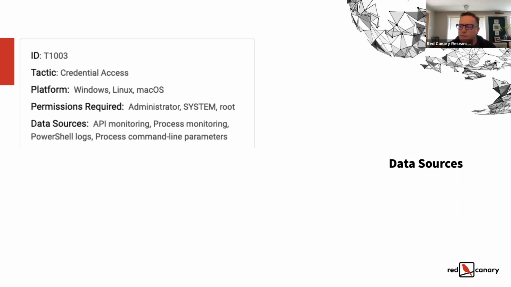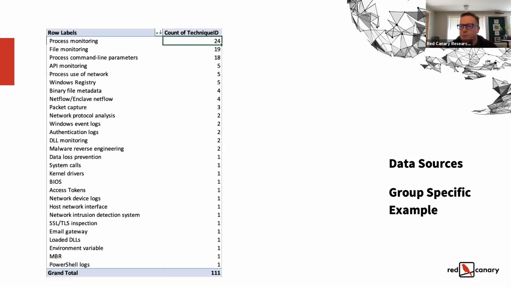But you can see here for credential dumping, you're going to want API monitoring, process monitoring, potentially PowerShell logs, and command line parameters. So all of those will be important data sources. So this is where we took the data sources associated with the techniques for this group, and stacked them up in a pivot table in Excel.